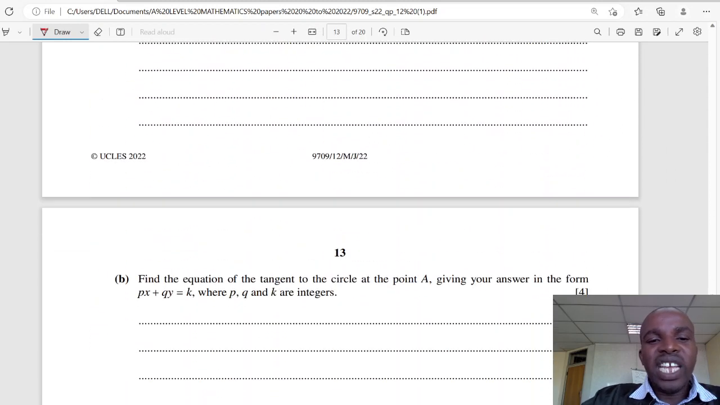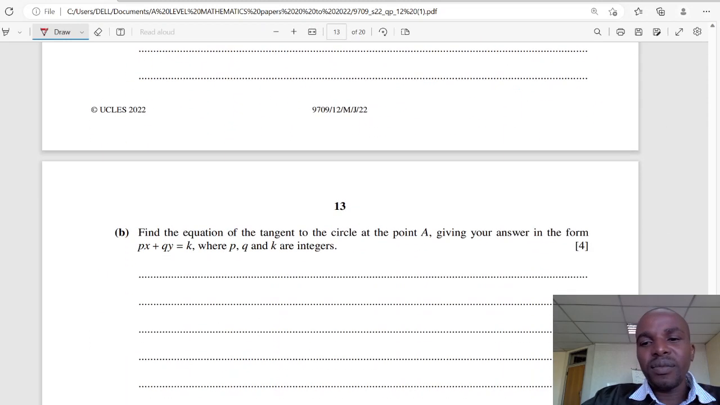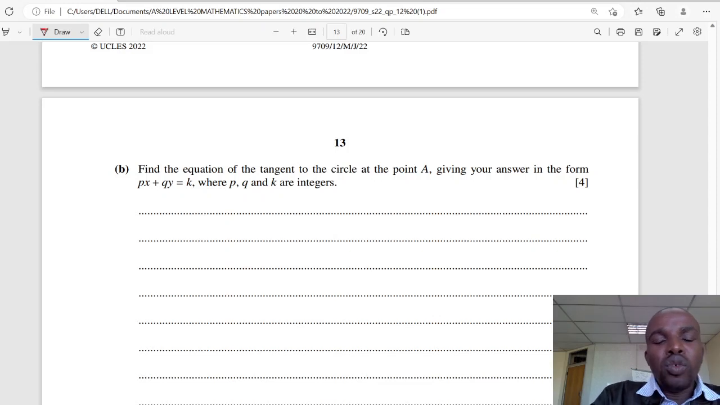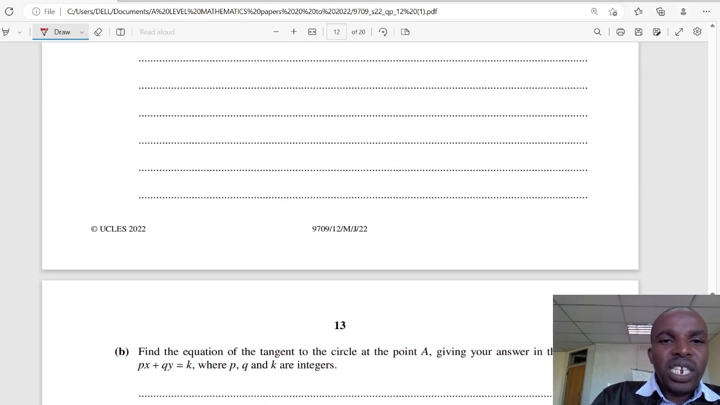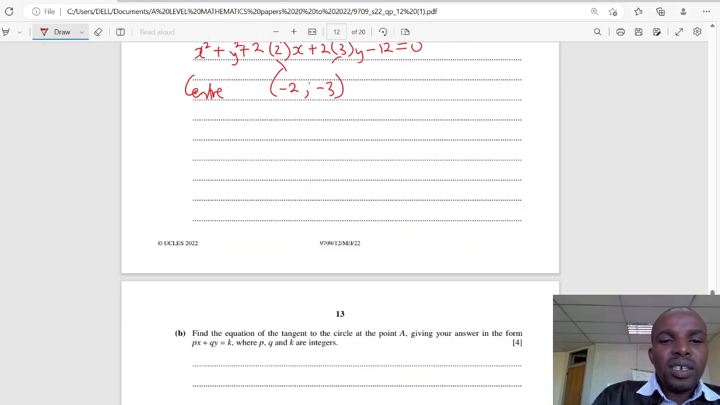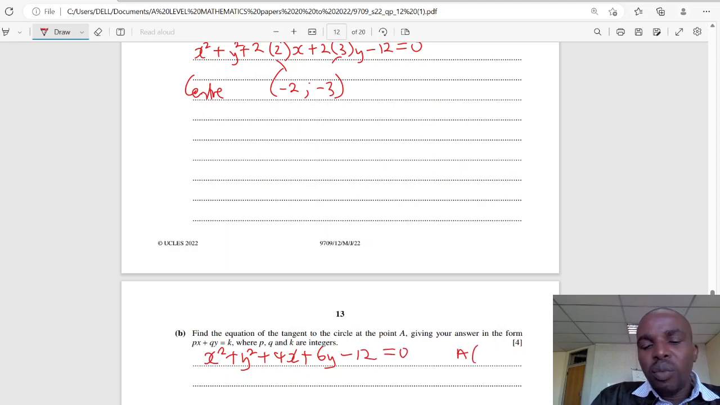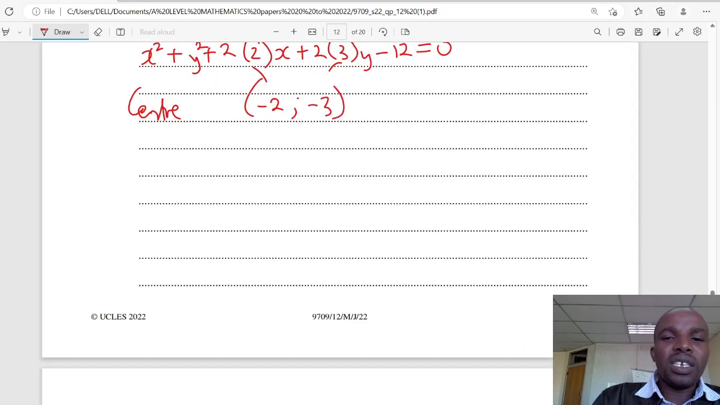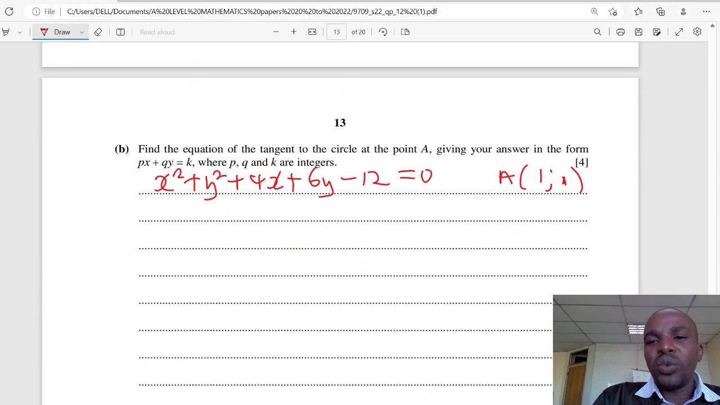Then this tangent at A is at point (1, 1), and they said, find the equation of the tangent to the circle at point A. So this will be our equation: x squared plus y squared plus 4x plus 6y minus 12 is equal to 0. Then you have the point A, which is (1, 1). This is the information that we need.